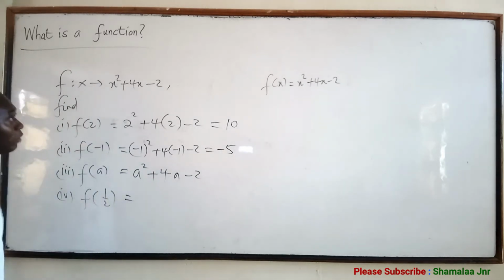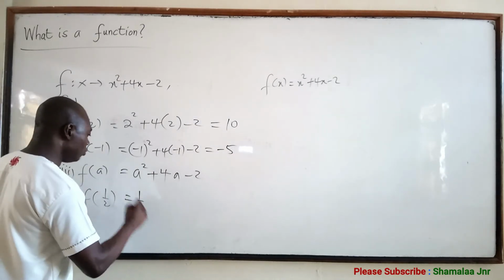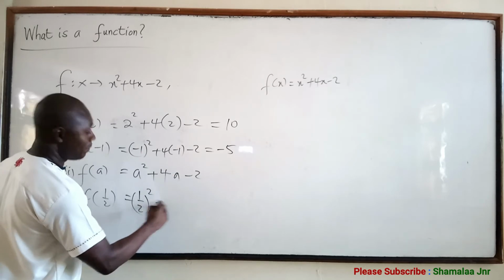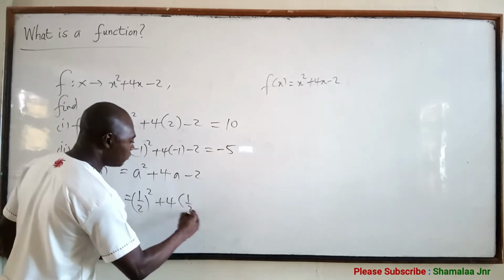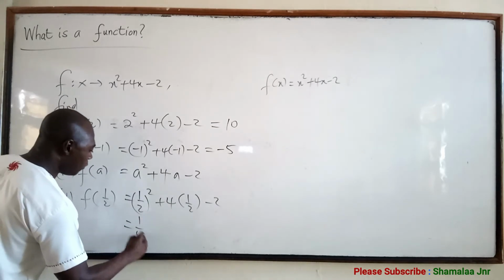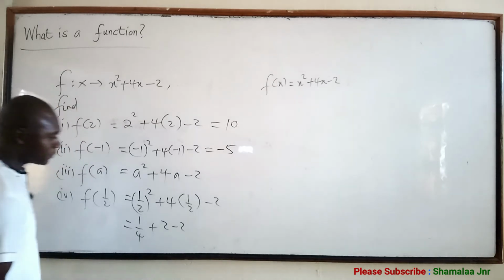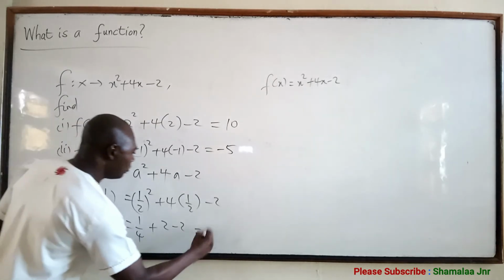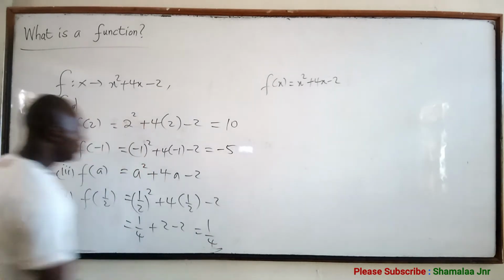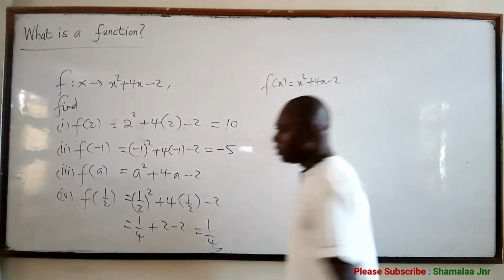Now f of 1 over 2, wherever you see x, write 1 over 2. So this one, 1 over 2 squared plus 4 times 1 over 2 minus 2. This one, 1 over 2 squared will be 1 over 4, plus 2 minus 2. And this one will be 1 over 4. So it is not difficult at all. This is functional notation.